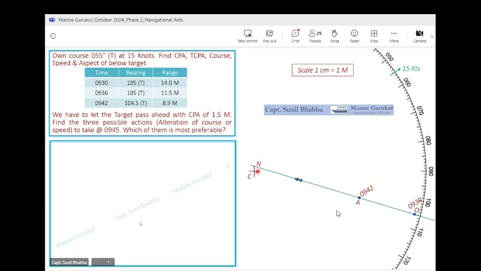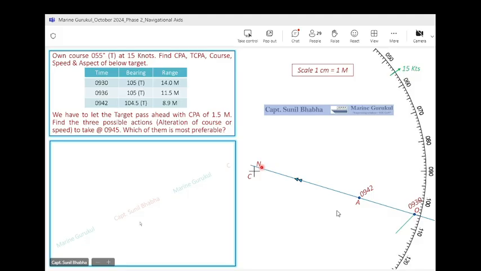And you can now drop a perpendicular from Charlie to the line of approach, meeting the line of approach at point November. November point is our CPA, the closest point of approach.